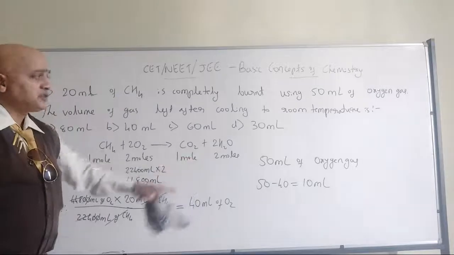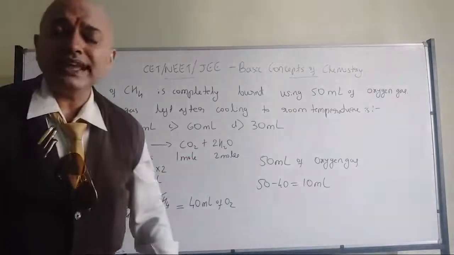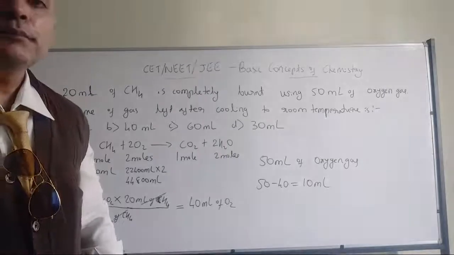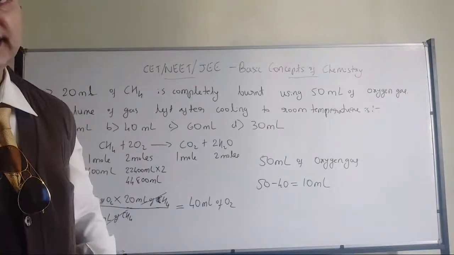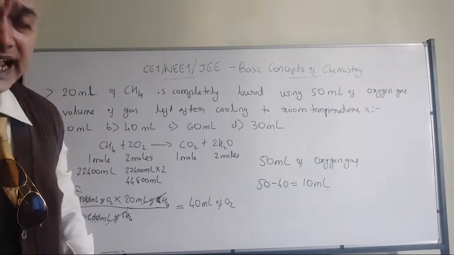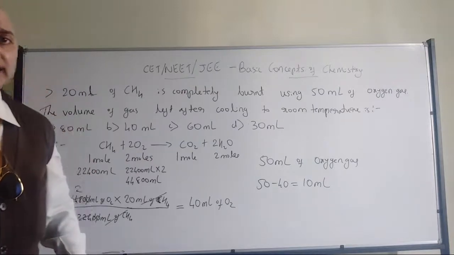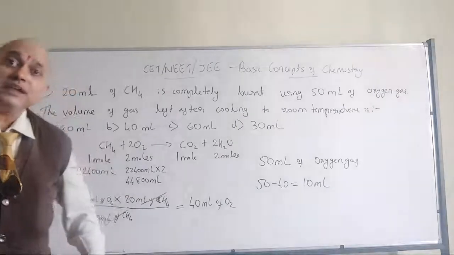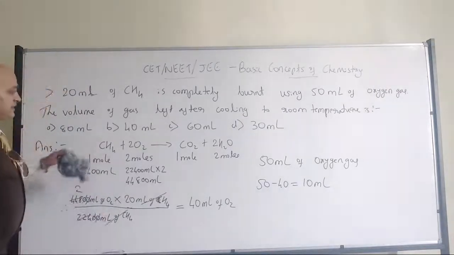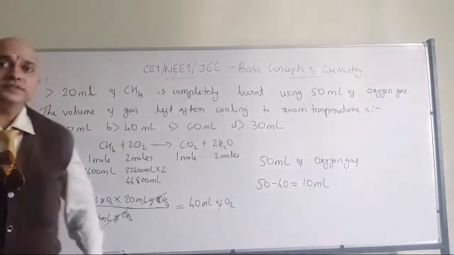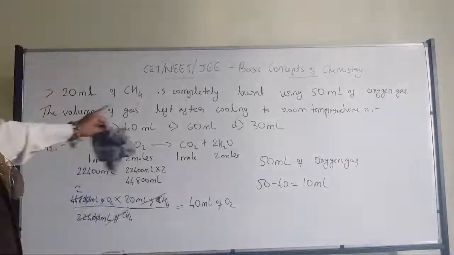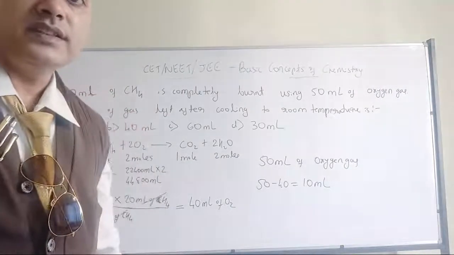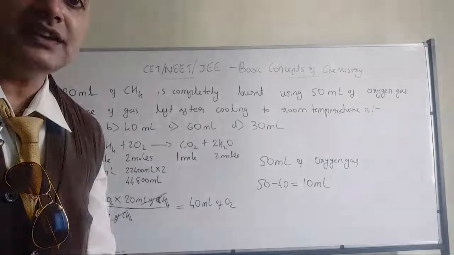So therefore leftover gas will be 10 ml and that will be oxygen, because methane is the limiting reagent in this case. Methane is acting as a limiting reagent. All of you have understood? So therefore leftover will be oxygen gas. All of you have understood? But I don't know, option is not there. But anyway, 10 ml should be the answer. Even I didn't see the options. I just calculated and I came.